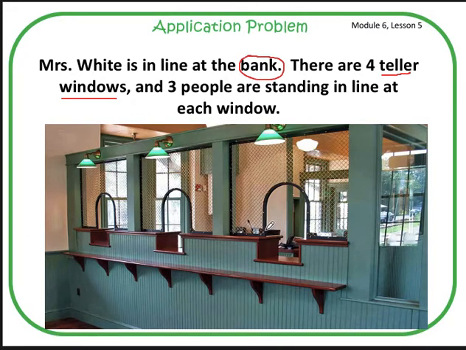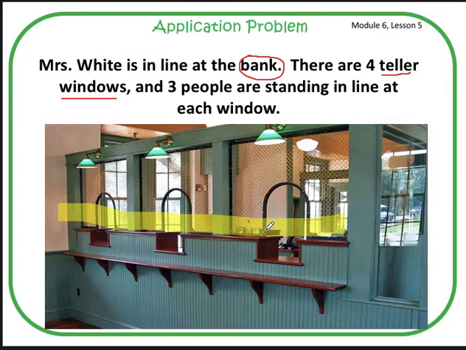And if I'm looking at teller windows, and I'm really using my imagination, I can tell that there's a horizontal line, or there's a row, kind of going back and forth between the teller windows. These are not columns, okay? So when you're doing this application problem, I want you to remember that teller windows are rows, okay?